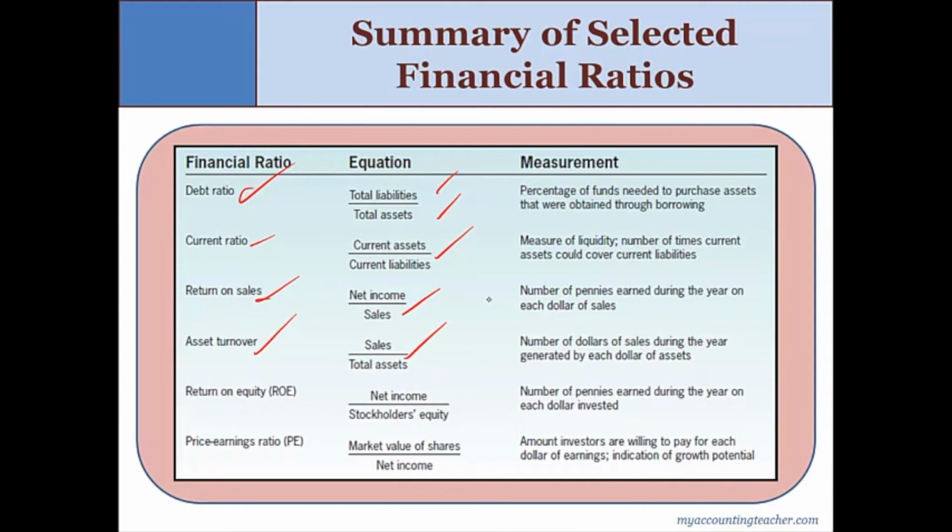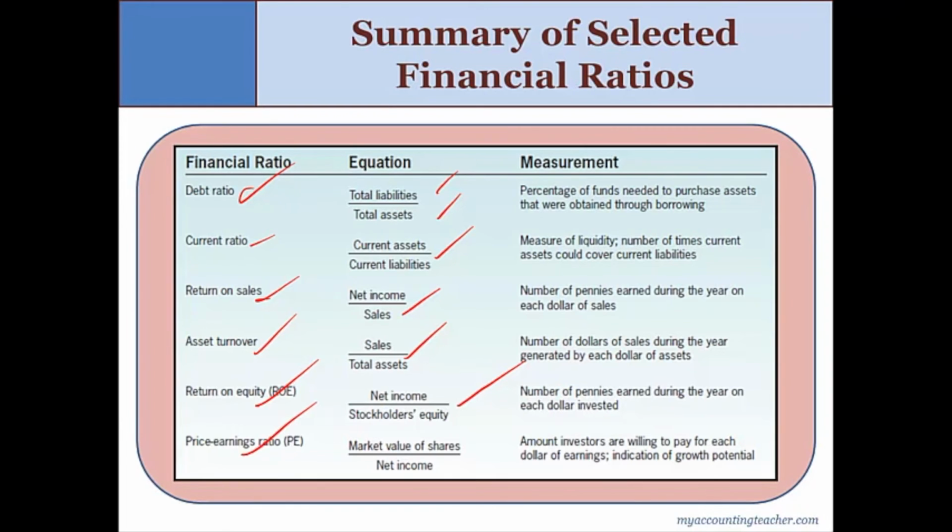Asset turnover, sales divided by assets, a measure of efficiency. For every dollar of assets, how many dollars of sales are you able to generate? Return on equity, or ROE, net income divided by, from the balance sheet, recorded stockholders' equity. For every $100 of shareholder investment, how many dollars of profit do you earn in a given year? That's return on equity, a measure of profitability, the return on investment by the shareholders.